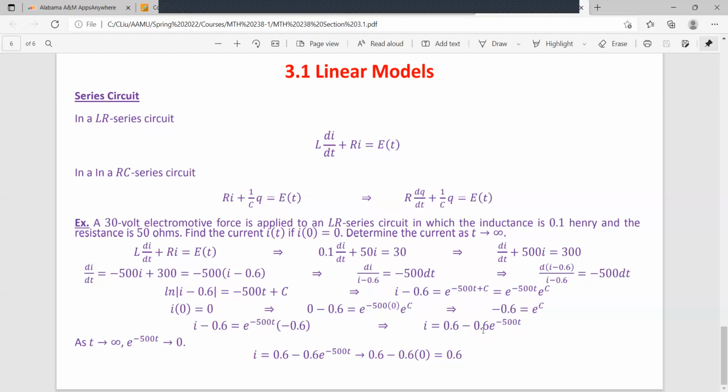All right. And so that's a constant. So there is a transient period before the current stabilizes. That is governed by this equation. Okay, so that's the solution to this problem.